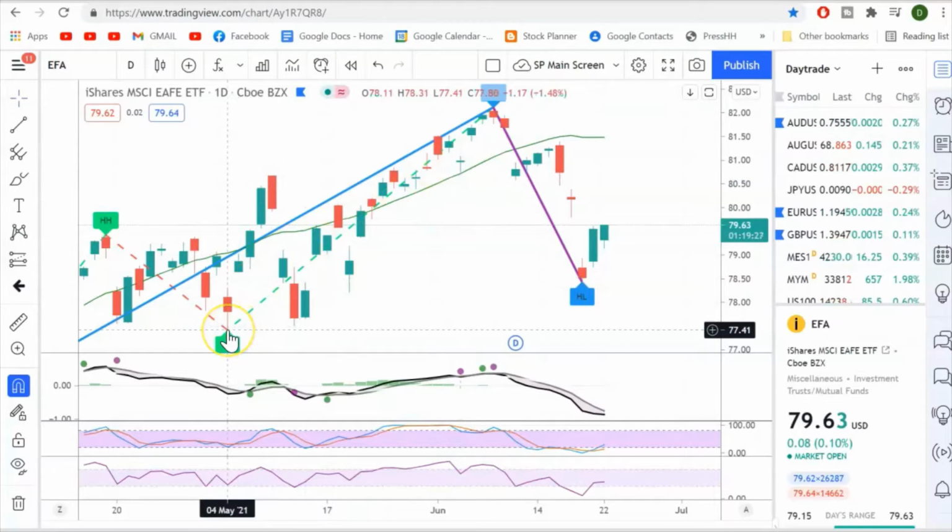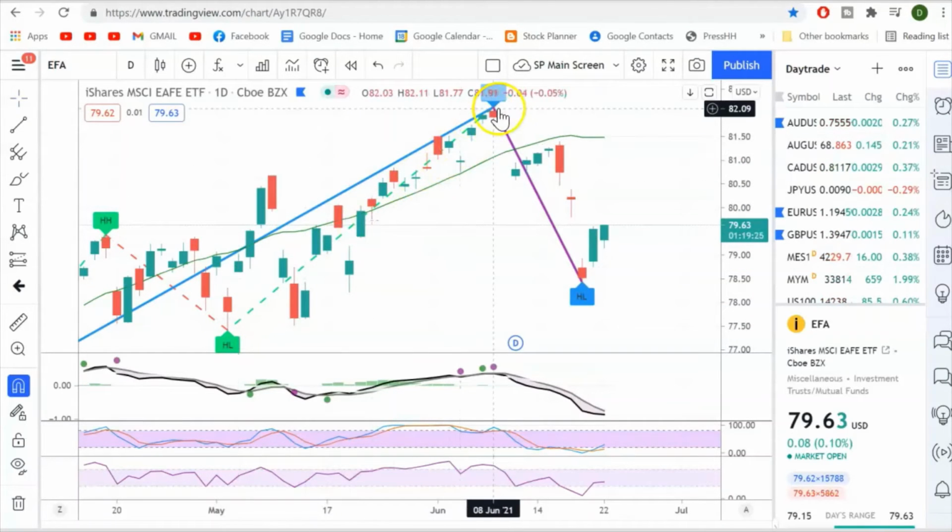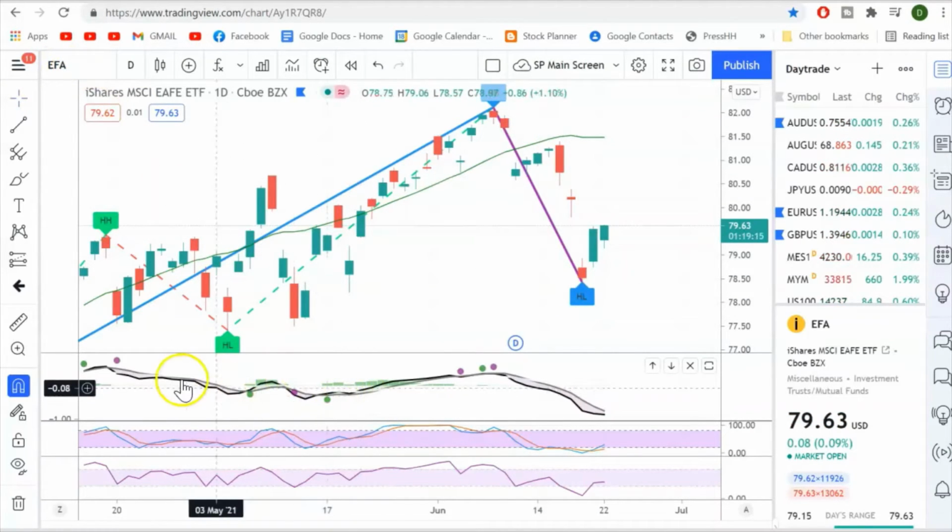If you would have predicted this successfully, you would have made a lot of money, and this one successfully, you would have made a lot of money. This is a European ETF. Another indicator that I use is the MACD, and here's a little red dot which says sell.